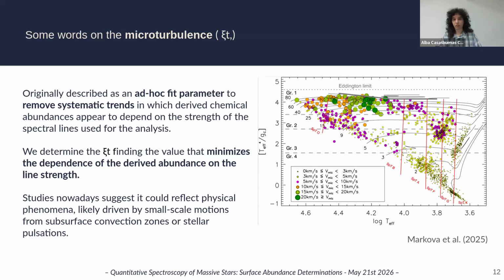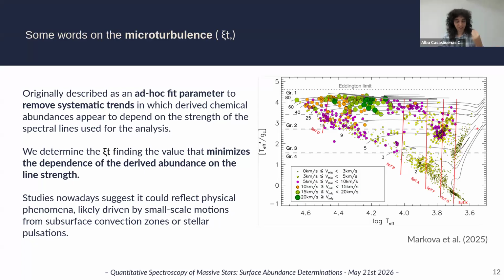Here on the right, I'm including an HR diagram from the review of Markova et al. 2025, in which they included the derived microturbulences for a set of different stars in the HR diagram. And in it, we can see that for the OB stars, which are the stars that we are focused on here, the value of the microturbulence is particularly high, in particular when we focus on the B-type supergiants.